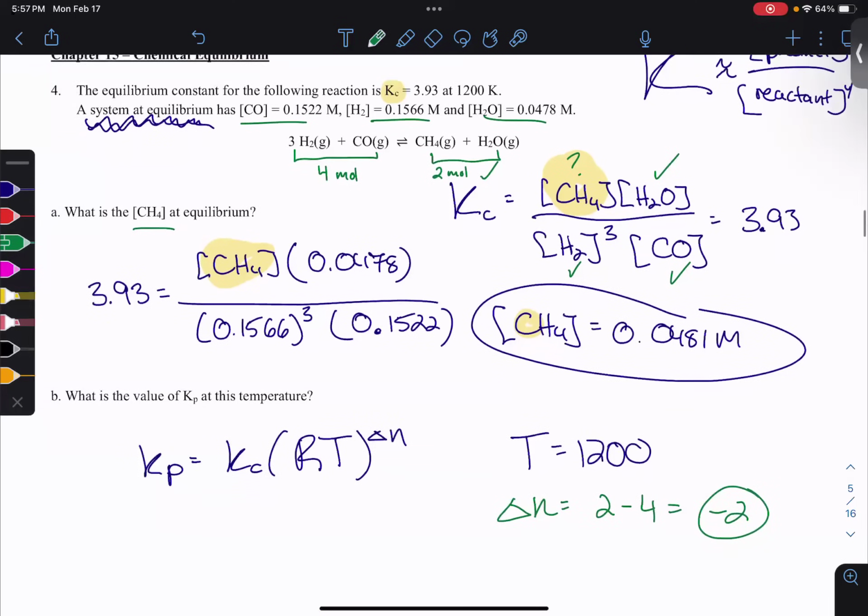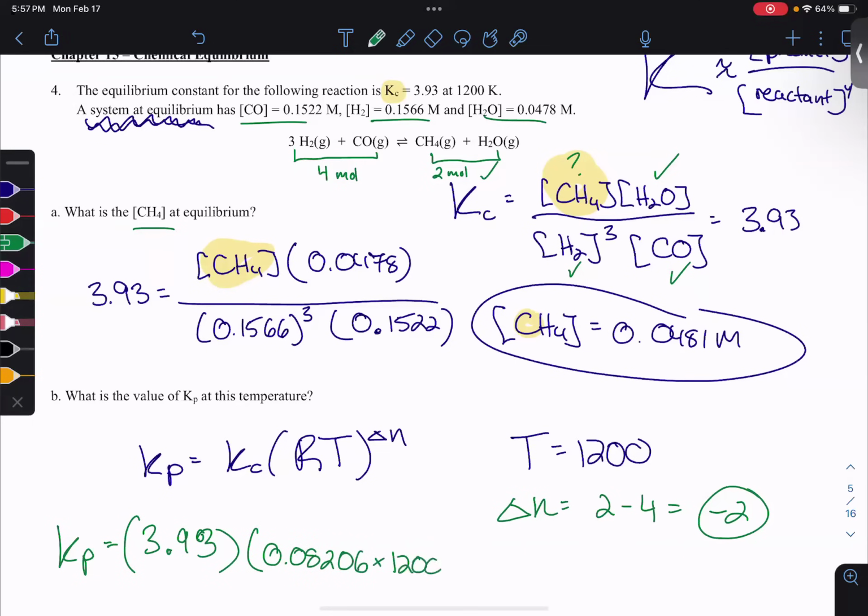So putting everything together, Kp equals the Kc given, 3.93, times RT, so 0.08206 times 1200 Kelvin, to the delta N, so to the -2, right? So that's the process that you use there. Tricky with delta N, all right, and use the right version of R.